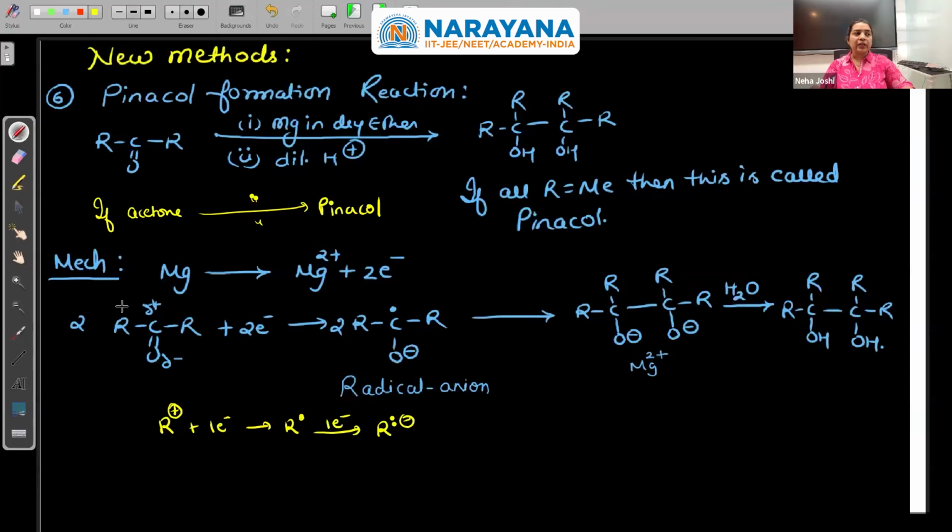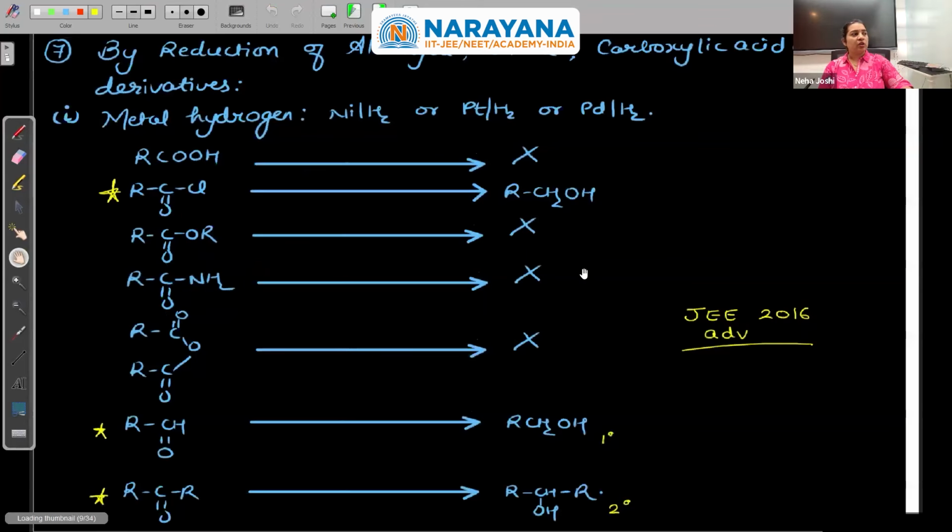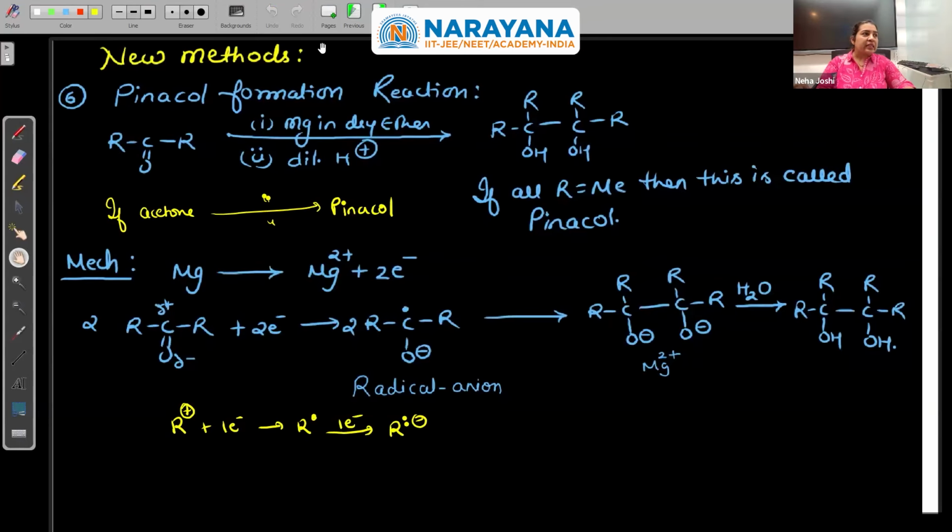The word pinacol is used when all these four are methyls. Is that absolutely okay? So this is how we can use the reaction. Yes, a similar reaction could have been done with esters also, but that is not part of this week's syllabus. I'm just giving you an idea: if I want to do the same thing with RCOOR dash, with magnesium in dry ether first and then followed by water, what will I get?